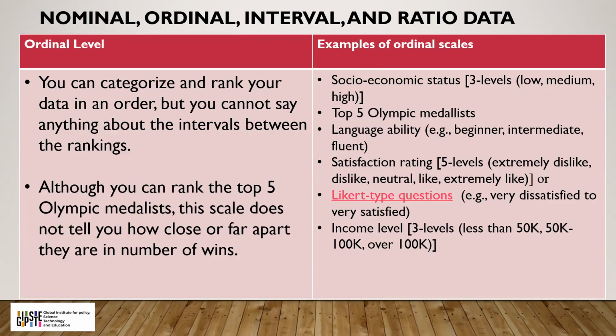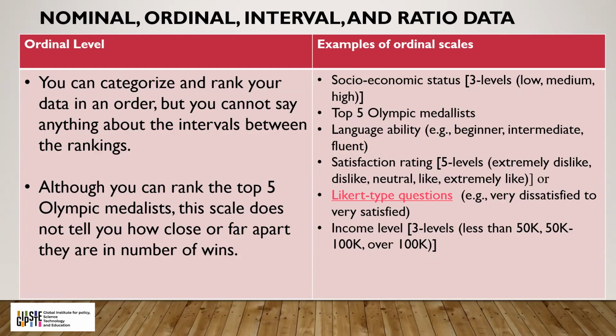Typical examples for ordinal scales include socioeconomic status. For the case of income levels, we can say low, medium, and high. The top 5 Olympics medalists is also a typical example. They were ranked the 5th, 4th, 3rd, 2nd, and 1st. Then we have the language ability: beginner, intermediate, fluent.